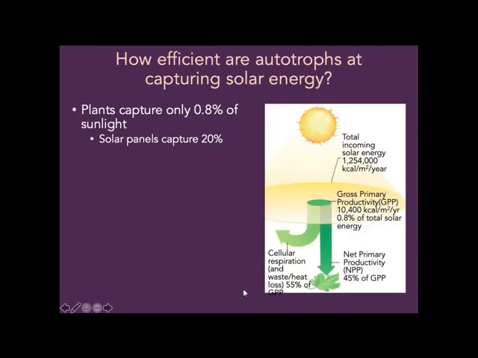All right, so let's start at the top and look at how efficient autotrophs are at capturing solar energy. So the reality is that plants capture only 0.8% of sunlight. 80%? No, not 80%. 8%? No, not 8%. Less than 8%? Yes, 0.8%. Okay? So plants are actually less efficient at capturing solar energy than solar panels you might have on the side of your house. They capture 20% of light.